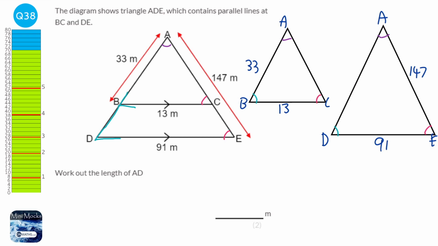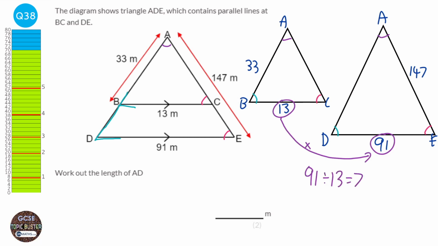If they're similar, it means that we can find a scale factor. So I'm just going to find a scale factor between the 13 and the 91. To do that, we do the big number divided by the little number, and that gives us 7. So the scale factor is going to be 7. We're going to work backwards with the scale factor, and we're looking for length AD. So we're going to times this one by 7 to find out what the new length is. So 33 times 7 is 231.